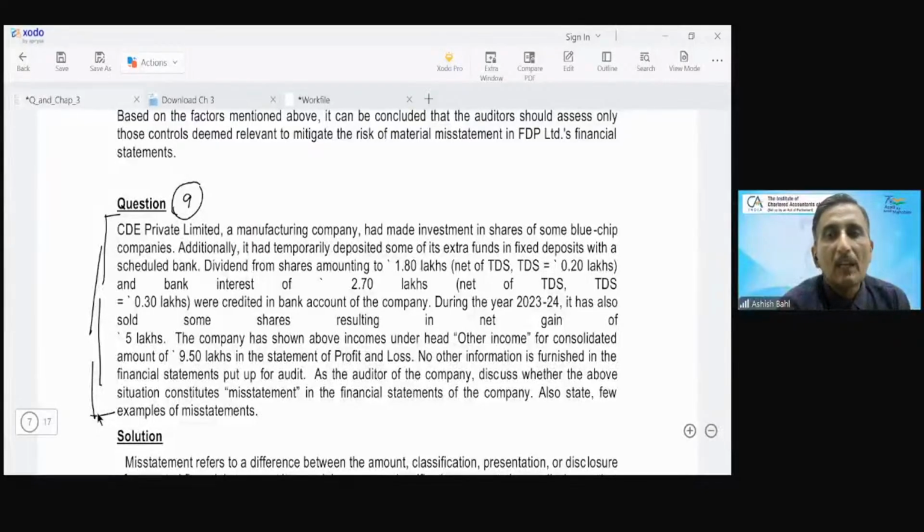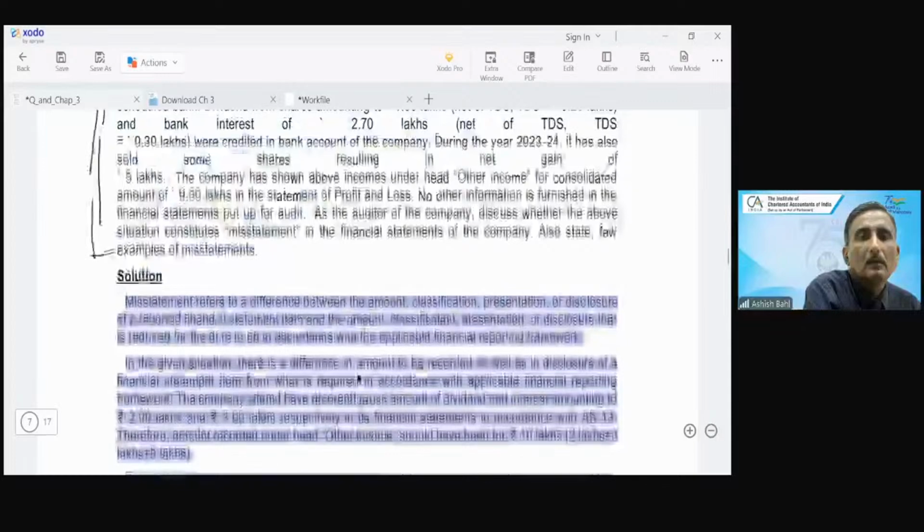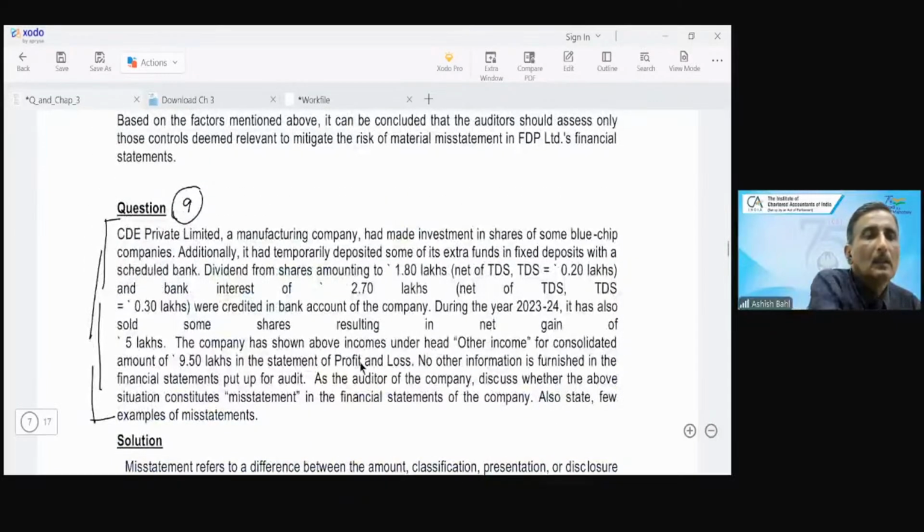During year 23-24, it has also sold some shares, resulting in net gain of 5 lakhs. So the company has shown above incomes under the head other income for consolidated amount of 9.50 lakhs, that is 2.70 lakhs, 1.80 lakhs, and 5 lakhs. Total is 9.50 lakhs.